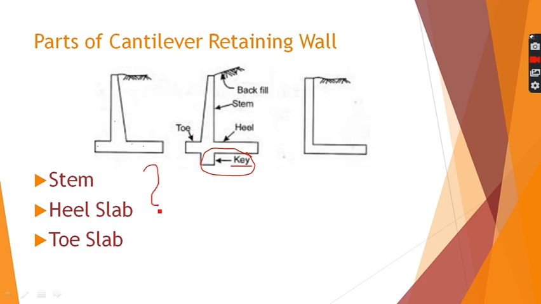All these three elements behave like cantilevers supported at this particular portion. This stem behaves like a cantilever fixed at this portion and free at this end. The heel slab also behaves like a cantilever, free here, fixed here. The toe slab, free here, fixed here.